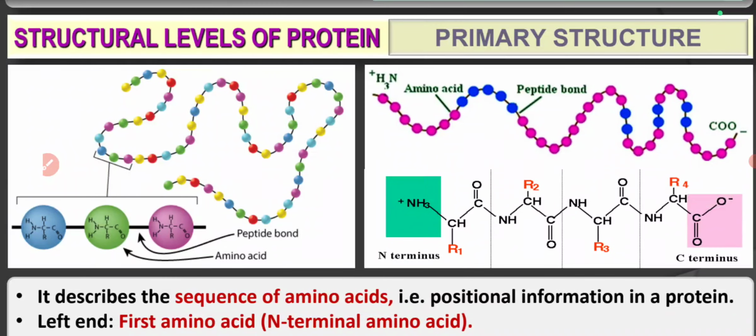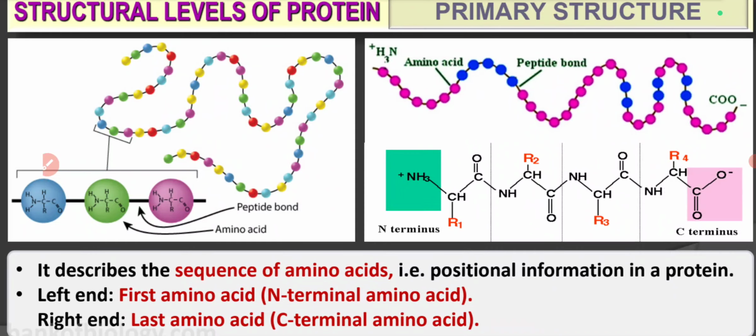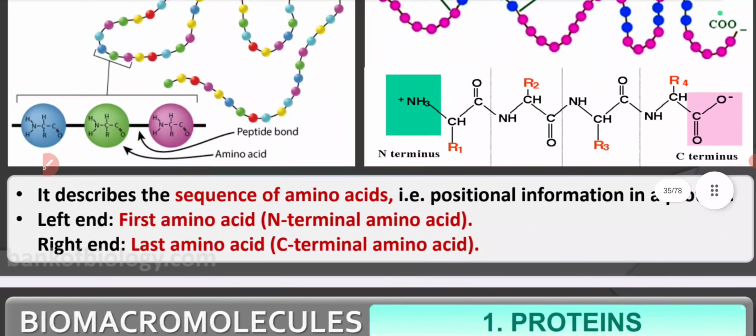Primary structure. It describes the sequence of amino acids, that is, positional information in a protein. Left end, first amino acid, N terminal amino acid. Right end, last amino acid, that is called C terminal amino acid. And between them the peptide bond is there, as you can see in this diagram.